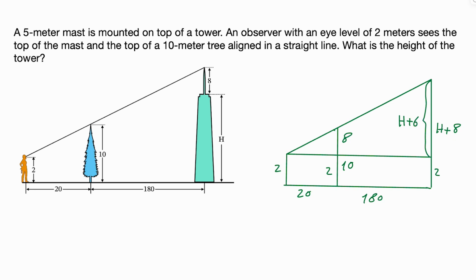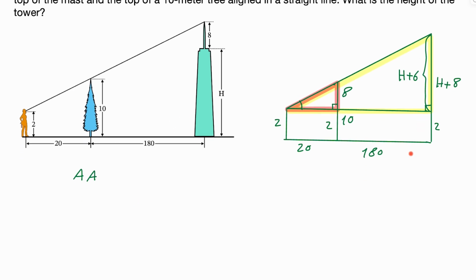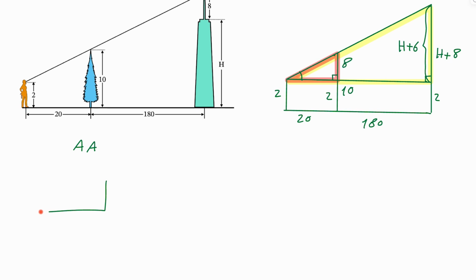So now we can consider two triangles, this triangle and also this triangle. Both of them have this angle, and also this angle is a right angle, and also this angle is a right angle. So we can use the angle theorem of similarity between these two triangles. So we can draw these two triangles here, the first one here and the second one here.